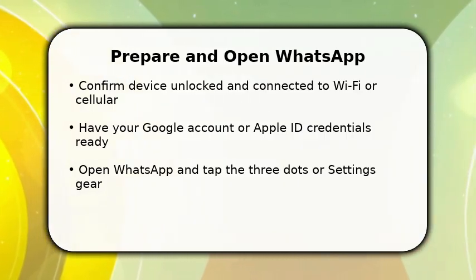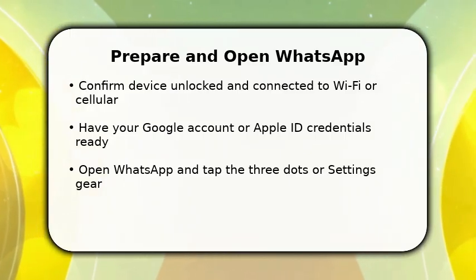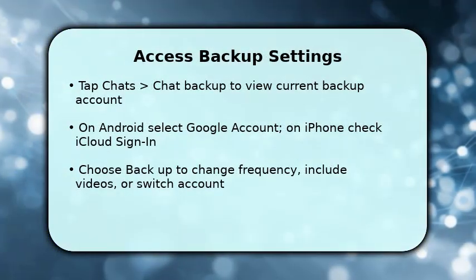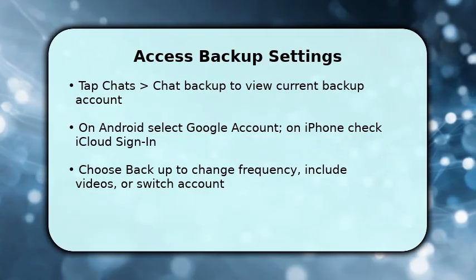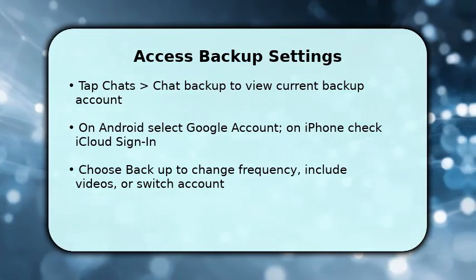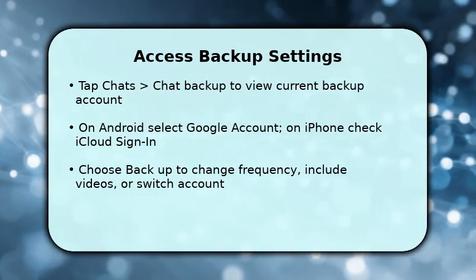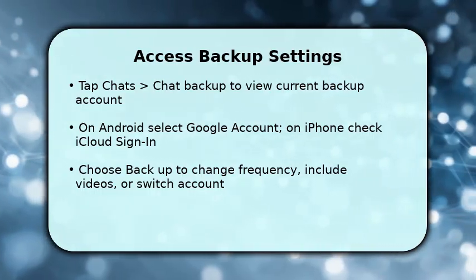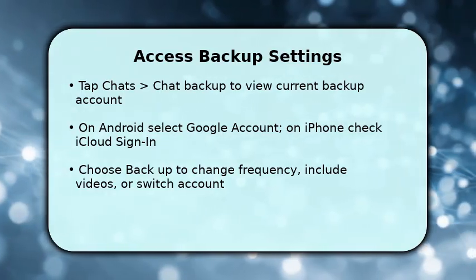This begins the process. Once there, you'll access Chat Backup controls to view and change the linked backup account. Once in Chats, tap Chat Backup to reveal the settings screen and see which account is active. On Android, choose Google account to pick a different Drive profile, press Change Account and select or add the desired Google account. On iPhone, make sure iCloud is signed in under Apple ID, sign out and sign in to switch.